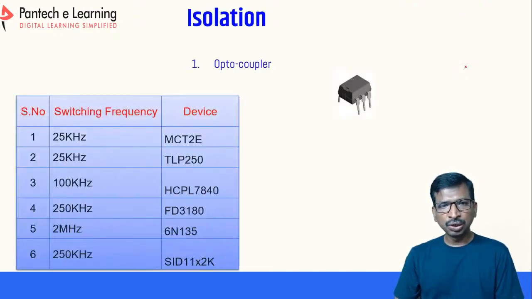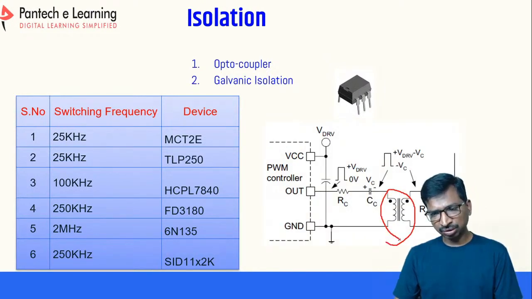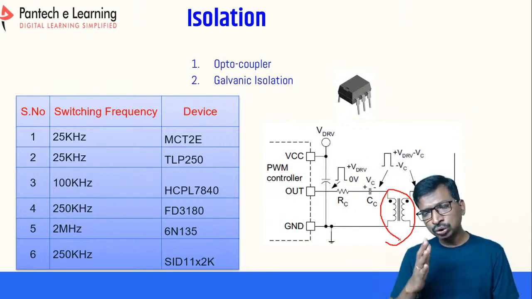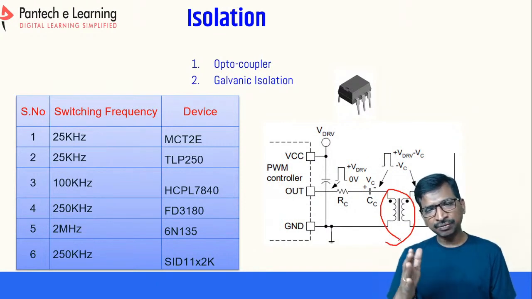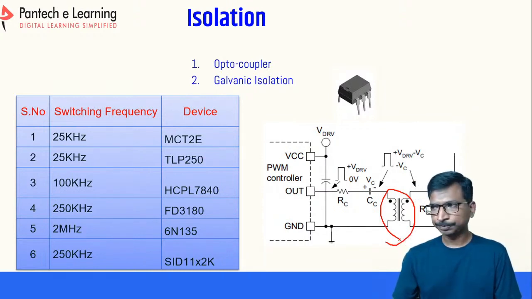And for isolation, the first device is called the optocoupler. Based on your switching frequency, you have to choose this device. The second one is galvanic isolation, that is the isolation transformer or pulse transformer. For SCR, you have to use the pulse transformer, whereas for the IGBT and the MOSFET, you can use the optocoupler.